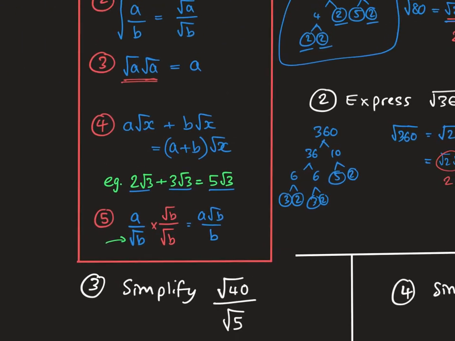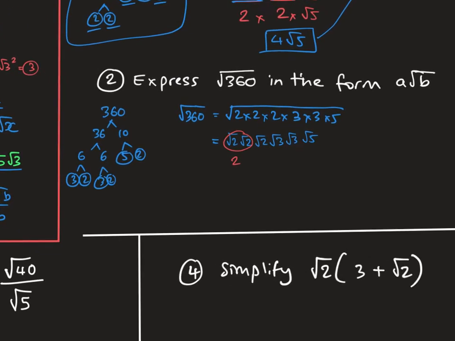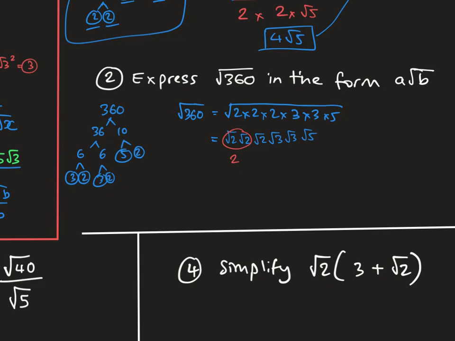Just remember, with rule 3 here, if you have root 3 times root 3, that's the same as root 3 squared, and the opposite of square root is squaring, so they cancel each other out to give you the 3 there. So we've got a pair of root 2's, which gives you the 2. This root 2 is on its own, so it'll stay that. We've got a pair of root 3's, which will make 3, and this root 5 will stay root 5. Now, of course, we can then multiply these as 2 times the 3 will give us 6.